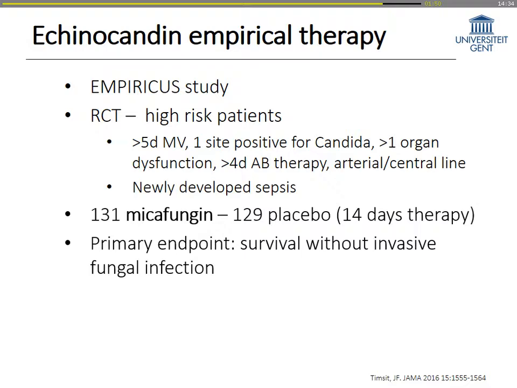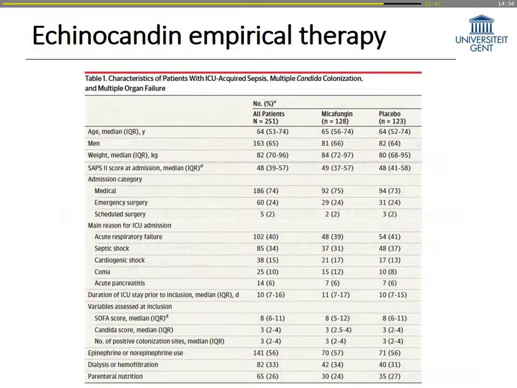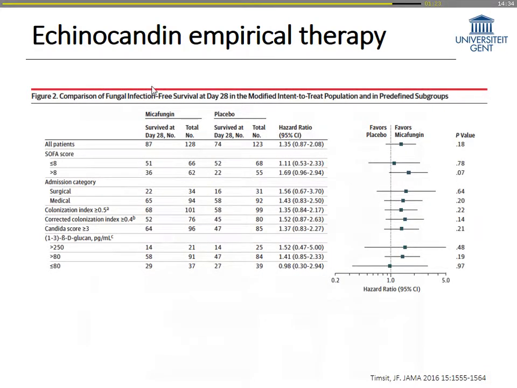Survival without invasive fungal infection was the primary endpoint. These are the patient characteristics, as you can see, just confirming the severity of illness, very high SAPS-2 scores, SOFA scores around 8, a lot of them on norepinephrine, and also about 1 out of 3 on renal replacement therapy. And these are the outcomes in the overall group.